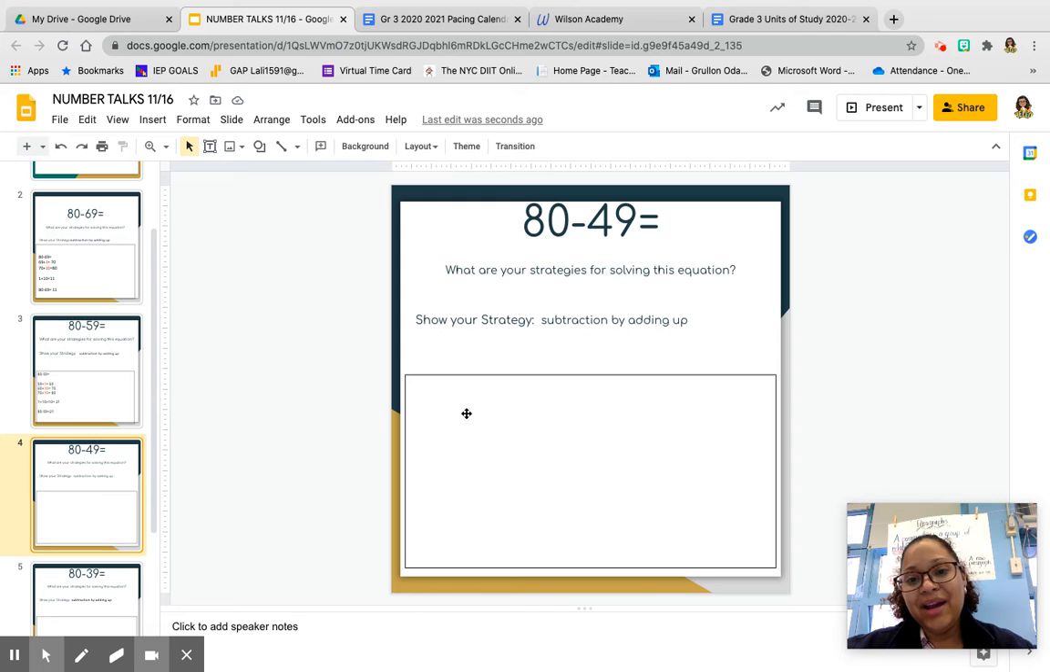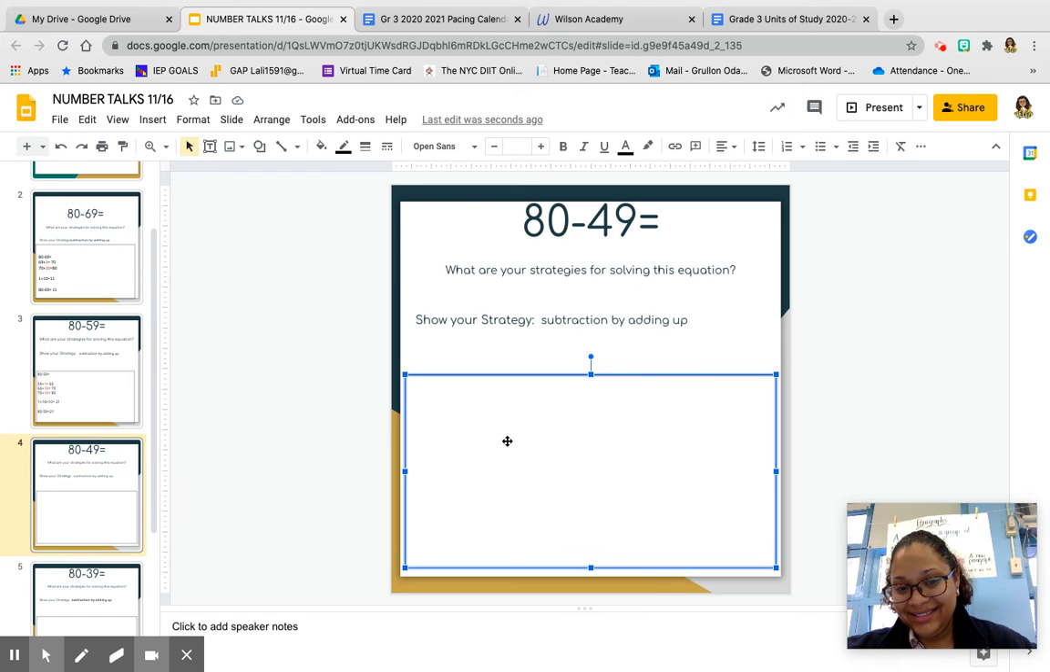Here we have 80 minus 49. Again, I'm thinking. All right, are you ready? So again, I'm going to start with my original number sentence, which is 80 take away 49. Ooh, I put plus. Oopsie. Next, I'm going to turn my 49 into a friendly number. So 49 plus 1 gives me 50.